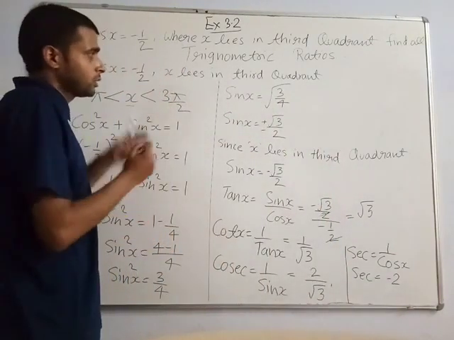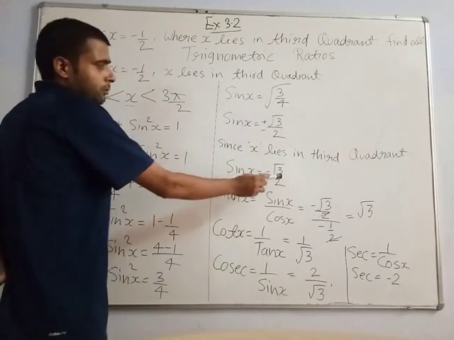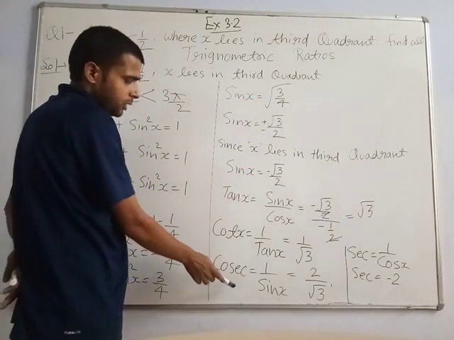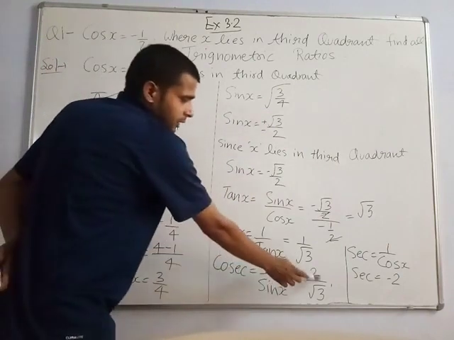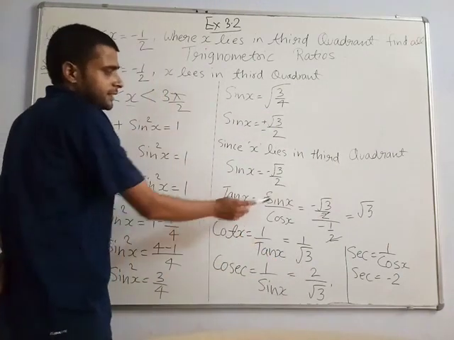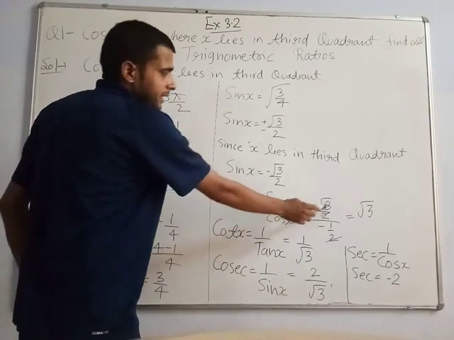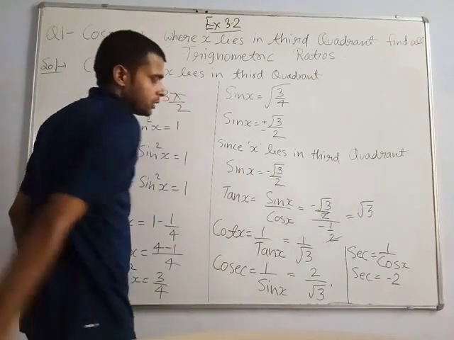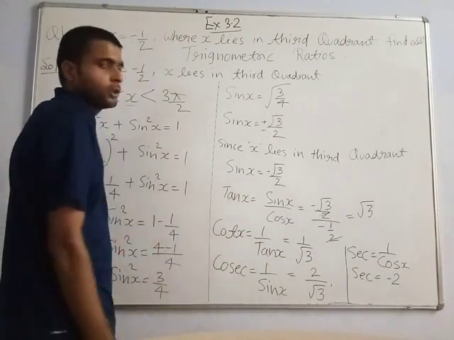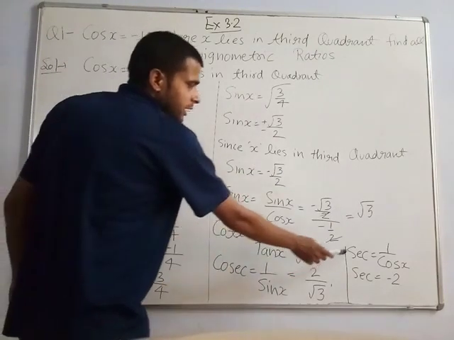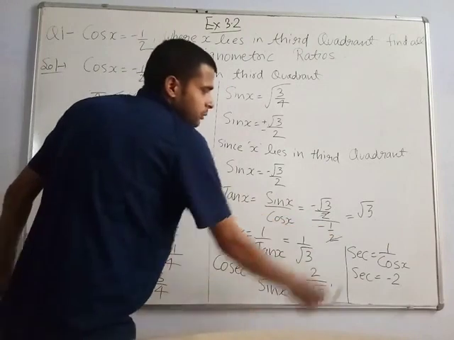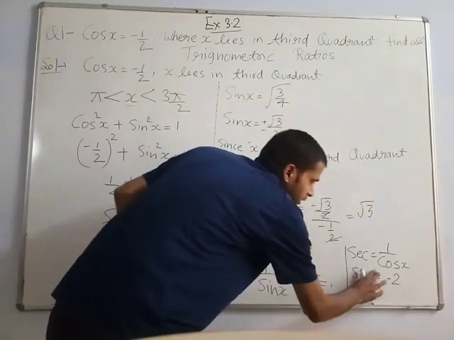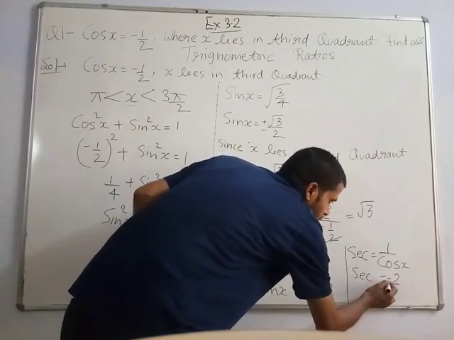So all the ratios are: sin x is minus root 3 upon 2, cosec x, the opposite of sin x, is minus 2 upon root 3, tan x is sin x upon cos x, so root 3, cot x is 1 upon root 3, and last is sec x, 1 upon cos x, so sec x is minus 2.